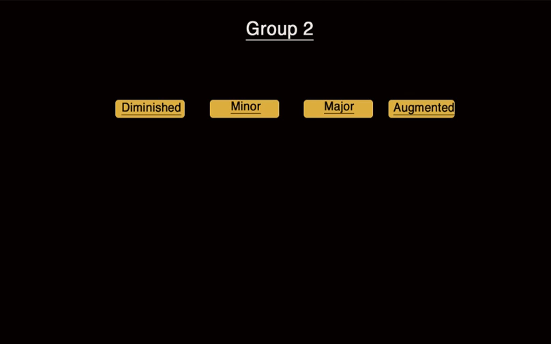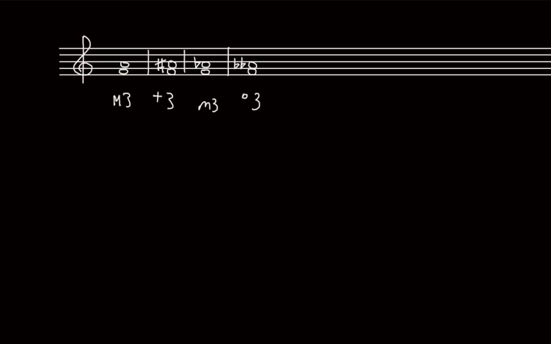So let's take a look at what it would look like if it was written on paper. Here I have an example of a major third, F to A. This is what it looks like. Then if I take my top note and I raise it, my distance increases by half step. So now I have F to A sharp, which is now an augmented third.